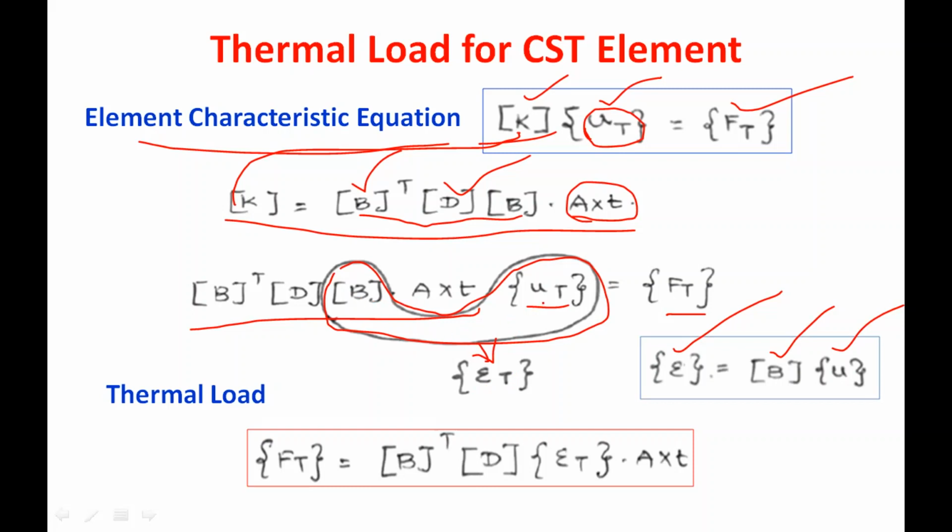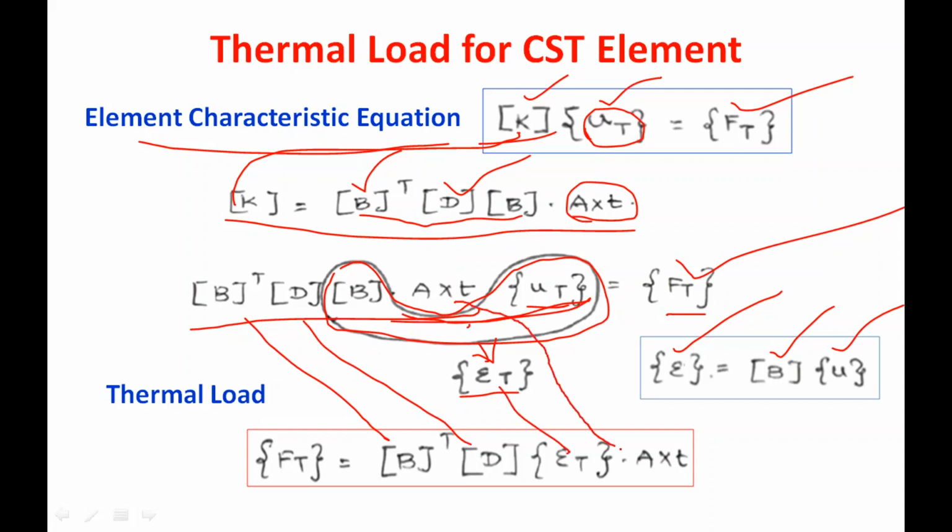So when you replace this B and U T as epsilon T, then we will get this expression for the thermal load F T. F T is equal to B transpose D and this epsilon T, and the volume of the element. This is the expression for evaluating the thermal load in a CST element due to the temperature change. If you evaluate the B matrix, D matrix and this epsilon T strain matrix, we can easily find the thermal load.